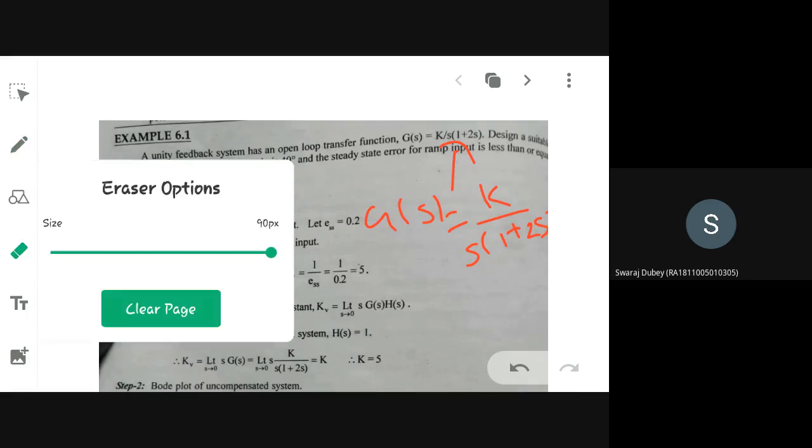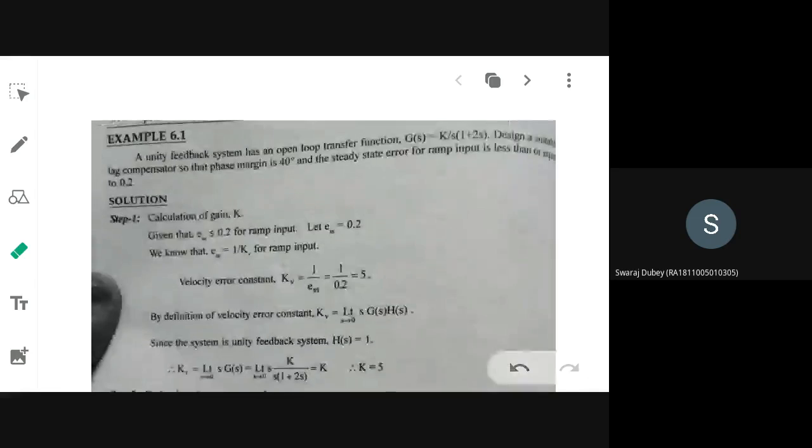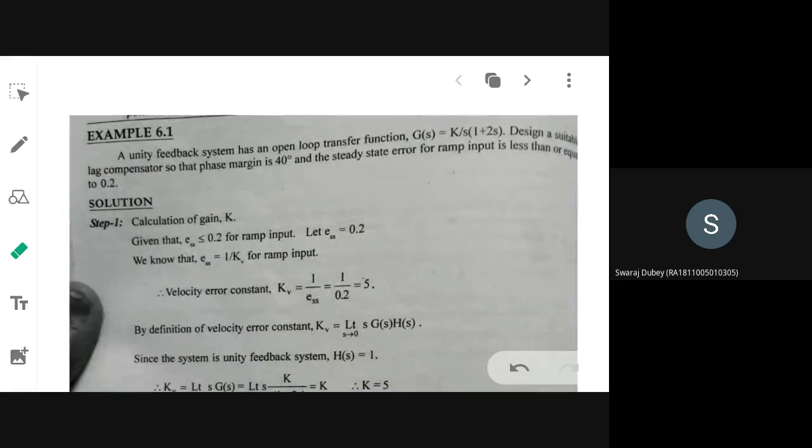Specifications: you remember I told you, when you want a system to have certain specifications, only then you go for the addition of a compensator. So what specifications are given here? Carefully read. Phase margin is given. You want the system to have a phase margin of 40 degrees. Originally it might have some other value, but you want it to have 40 degrees now. Then what else is given?